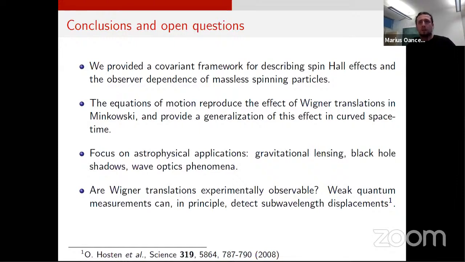Okay, so now with this theoretical framework in mind, what we aim to do is to focus on astrophysical applications, to see what the implications of our equations are for various applications, such as gravitational lensing, black hole shadows, or wave optics phenomena in astronomy, for example. These are just a few examples. One can go beyond this list.